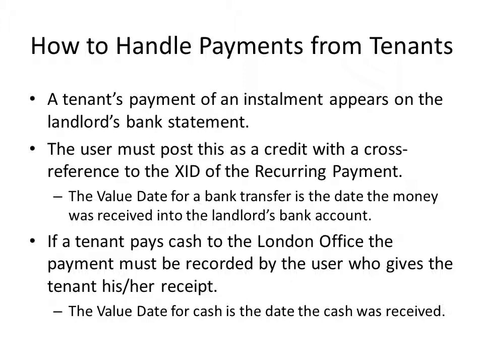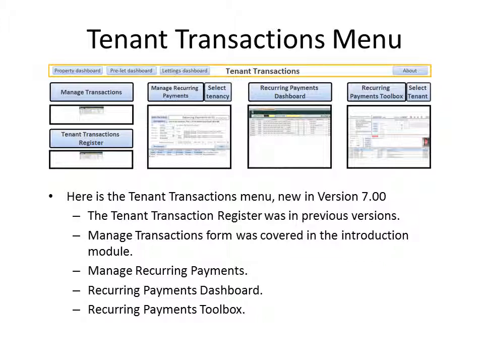Let's have a look at the in-house software's menu for recurring payments. This is the Tenant Transactions menu. This menu is new in version 7 of the in-house software. Previous versions had an accounting menu instead, where transactions could be posted and recurring debits, as they were then called, could be entered and saved. The new forms shown here are replacements for those earlier forms and are intended to be simpler.